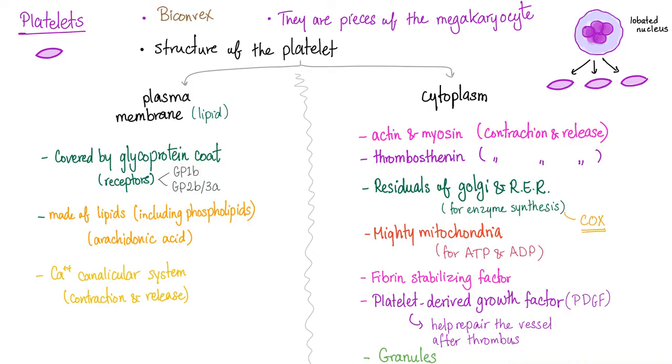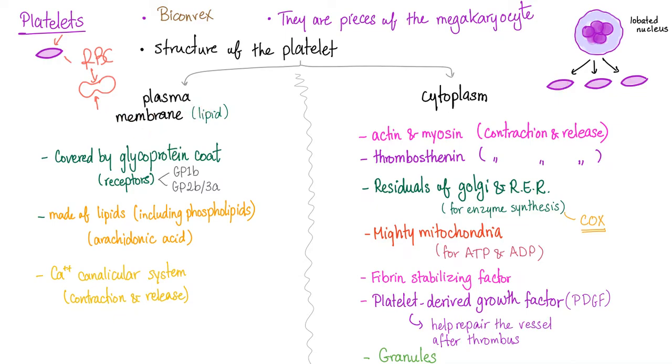Let's talk about platelet structure. First, platelets are biconvex. If you remember, the red blood cells were biconcave. The two surfaces are concave. Platelet is the opposite. The two surfaces are convex. However, they are similar in another thing. Both don't have a nucleus. Both of them are non-nucleated. Platelets are pieces of the megakaryocyte, and the structure of platelets: they have the plasma membrane or the cell membrane, which they got from the megakaryocyte, and the cytoplasm that they get also from the megakaryocyte.